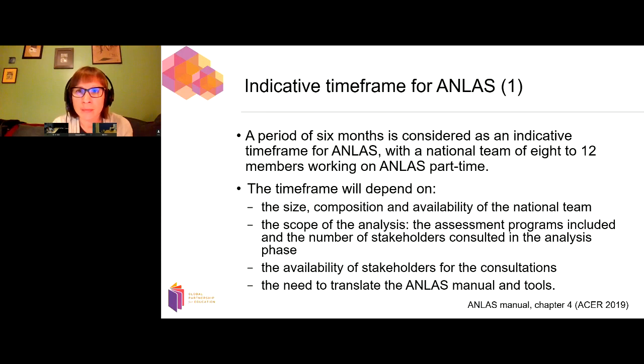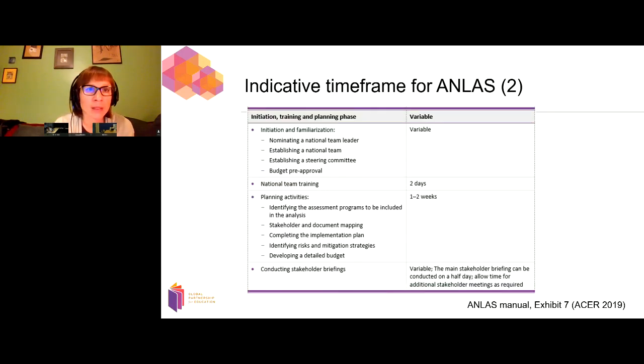Next, please. The next few slides show the indicative time frame for ANLAS in more detail. For the initiation, training and planning phase, this is really variable according to the country or the local customs. For the training itself, we recommend a period of 2 days, and the planning activity is 1 to 2 weeks, for example.